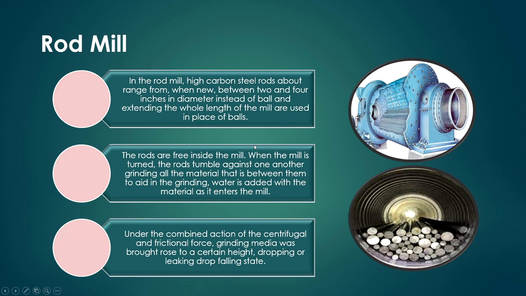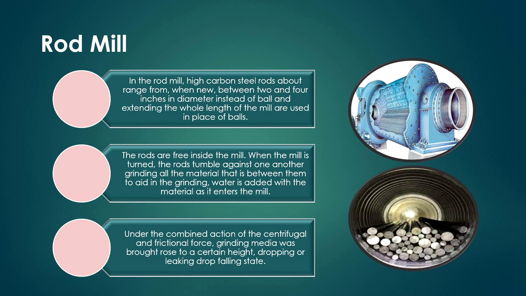Then another type is called the rod mill. Instead of balls, here rods are used. In the rod mill, high carbon steel rods, ranging when new between 2 and 4 inches in diameter and extending the whole length of the mill, are used in place of balls. The rods are free inside the mill. When the mill is turned, the rods tumble against one another, grinding all the material between them. To aid in the grinding, water is added with the material as it enters the mill, to get temperature control as well as more surface contact.